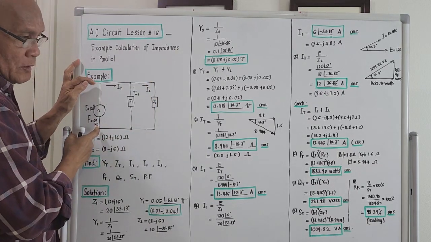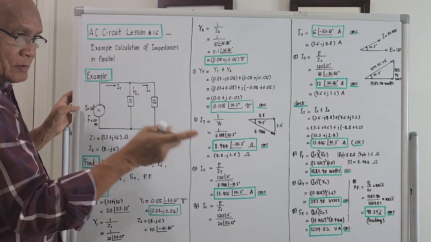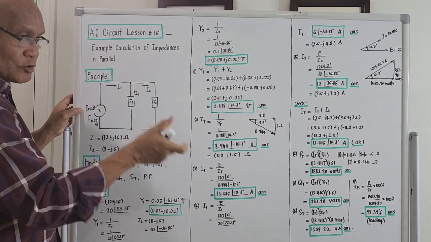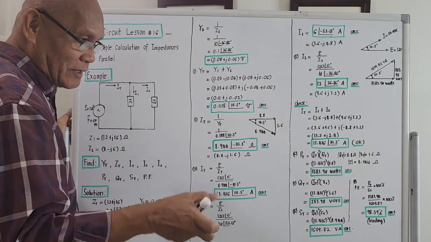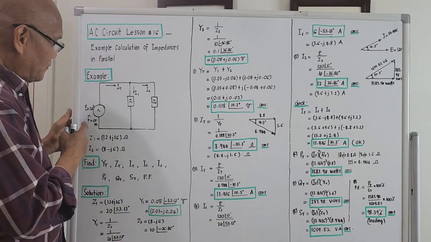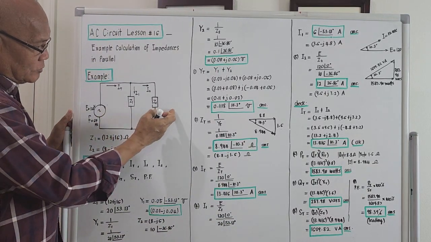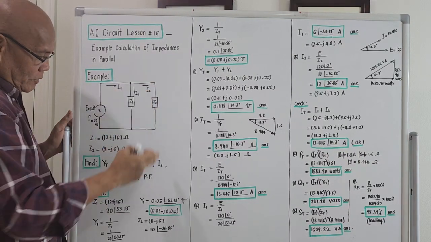This is the voltage of the source coming from the utility line. The voltage of the utility line is 120 volts. We assume that we are in the USA. I am here in Los Angeles, so I'm here in the USA. The frequency is 60 Hertz. So this is Z1, Z2. This is I total. This is I1, I2.